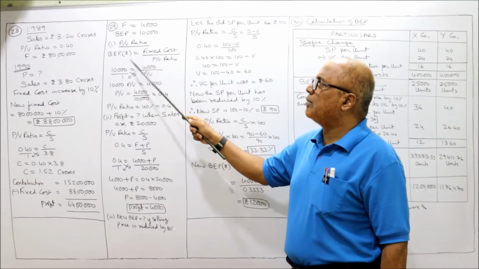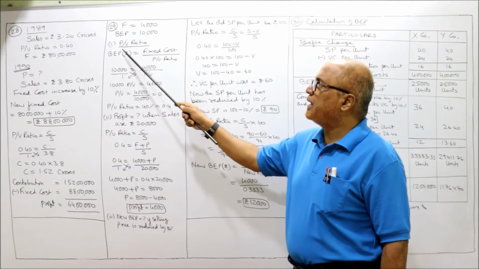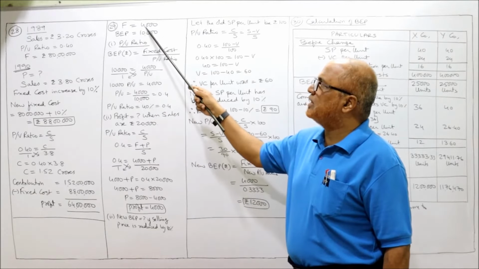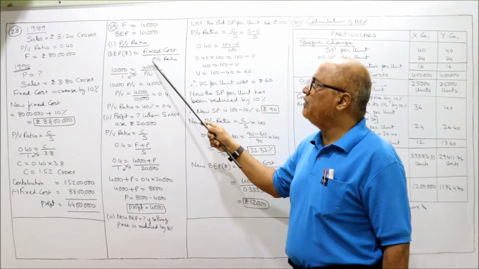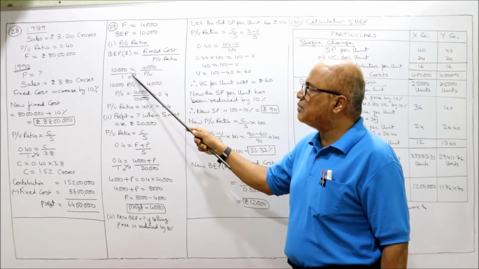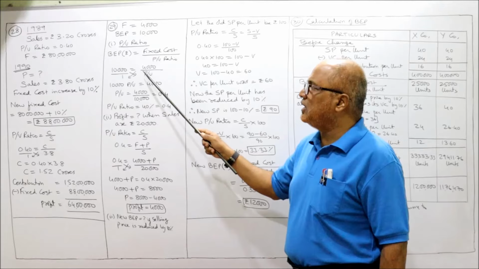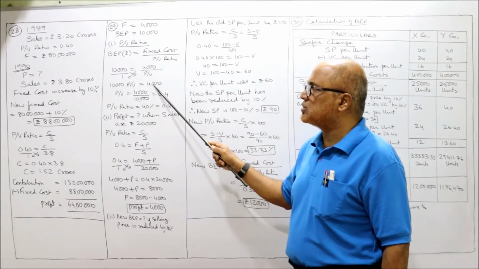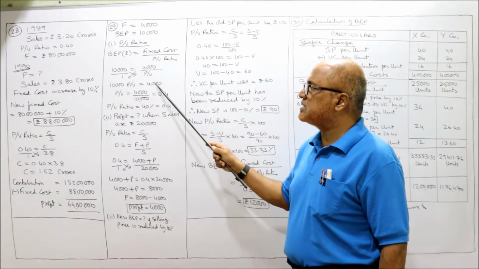BEP is given in the problem as 10,000, so in place of BEP I am writing 10,000. Fixed cost is given in the problem as 4,000. PV ratio we don't know, so the denominator is PV ratio. Now we'll cross multiply. 10,000 into PV is 10,000 PV. 4,000 into 1 is 4,000. So 10,000 PV is equal to 4,000.